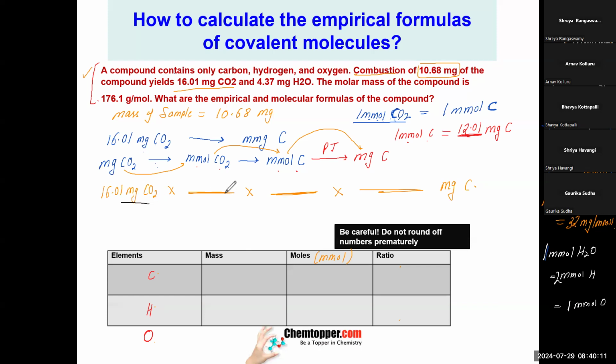Milligrams of CO2 to millimoles of CO2, which ratio? That 1 millimole of CO2 is how many milligrams? 44 milligrams of CO2. See, milligrams of CO2 cancel. Yes, Arnav. Now, Arnav, can you tell me the next ratio?